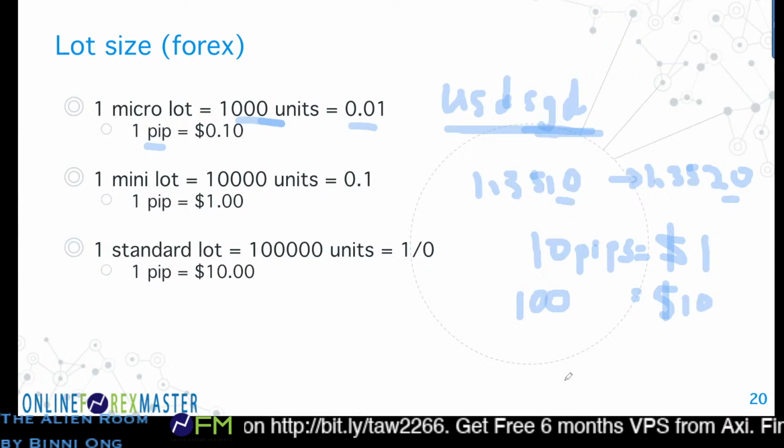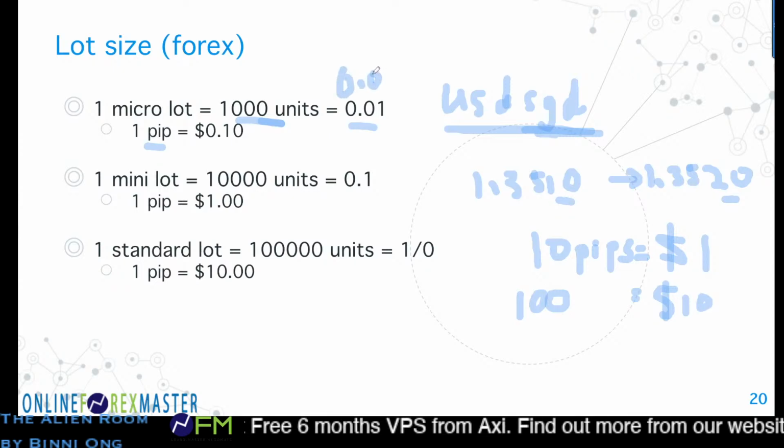Let's say, for example, I decided to upsize. Can I do 0.05? Yes or no? The answer is yes, 0.05. Then 1 pip will not be equal to 10 cents. If you're doing 0.05, 1 pip will be equal to 50 cents.